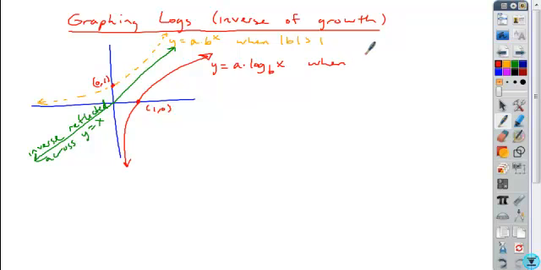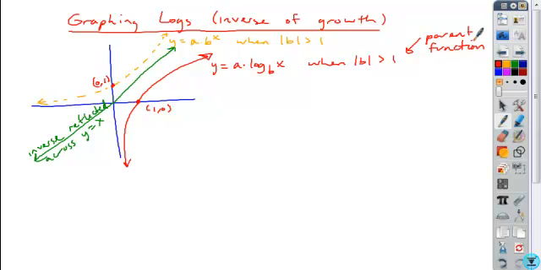And again, what designates this as the inverse of the growth function is that the base of your log, b, the absolute value of that, fits the same conditions as it would on a growth function. It's greater than 1. Okay, so this red graph is our parent function when your log has a base that's greater than 1.